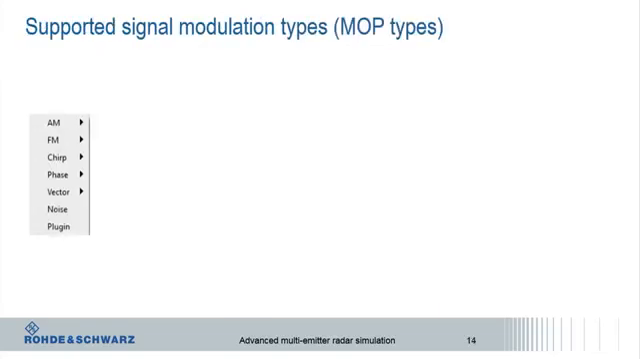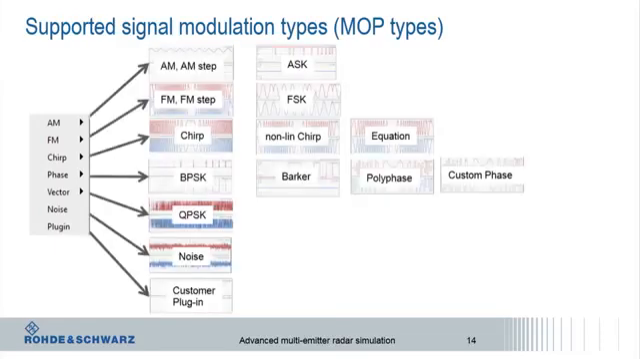So now let's look at some typical modulations which can be used. We have all the standard modulations on board like AM, FM, and also ASK or FSK. For radar signals, chirp modulations are very important, so we have them on board. If you want to define your own modulation, you can use our equation dialog, which allows you to define your modulation yourself. We also have BPSK or Barker codes on board, or polyphase codes. QPSK is also available. If you want to add noise, you can do so.